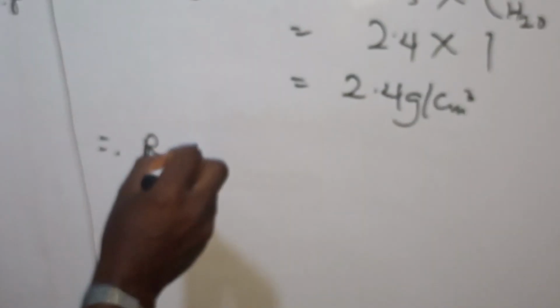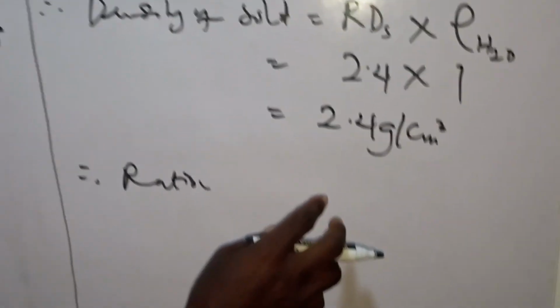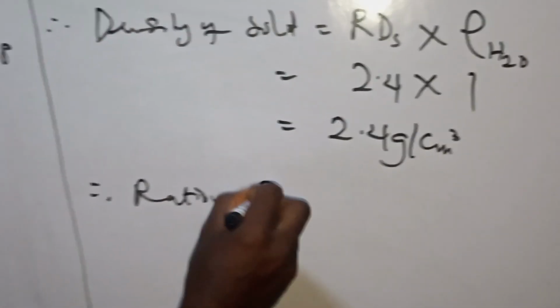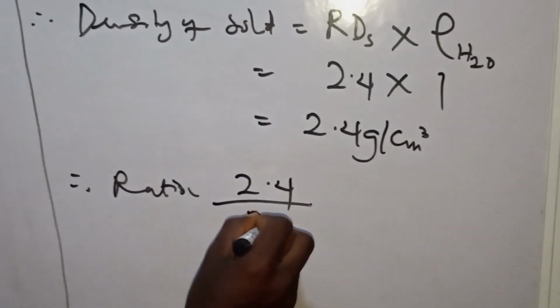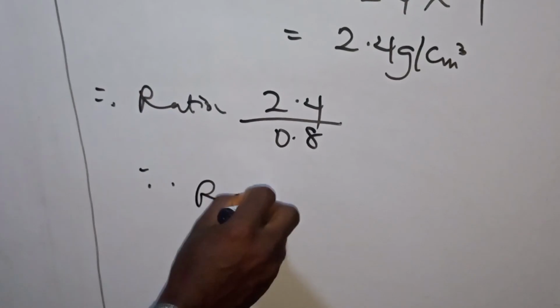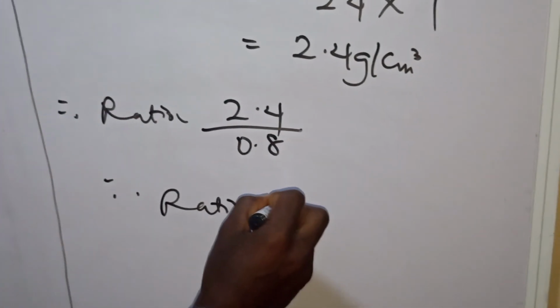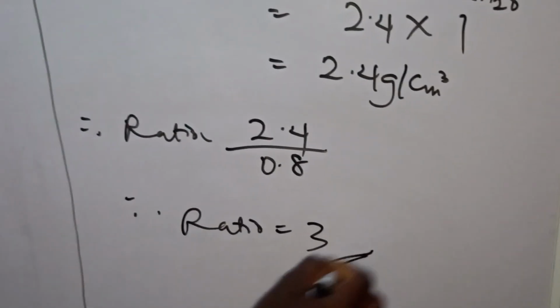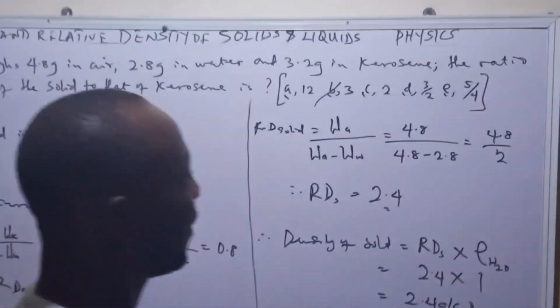Therefore, the ratio of density of solid to that of kerosene will be 2.4 over 0.8, which equals 3. As simple as this, meaning that B is the right answer.